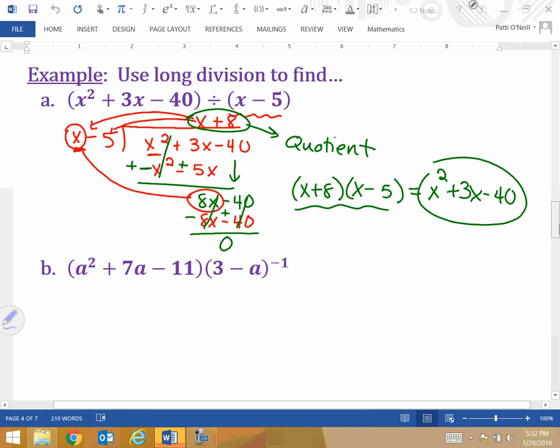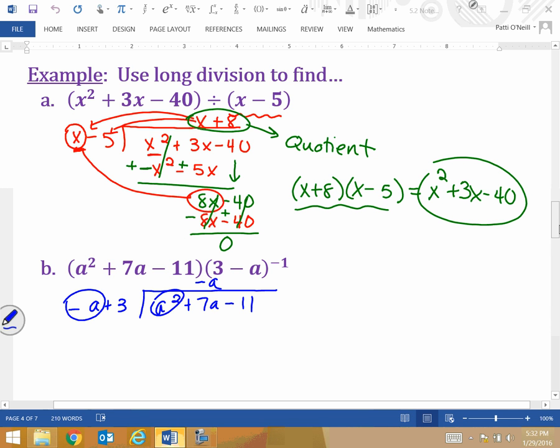Now the second one is one of these multiplication problems that we can switch to division. So I'm going to do this. I'm going to make my divisor negative a plus 3. I'm going to switch it around so that the highest power is first, and that's the way things should be written, is dividing into a squared plus 7a minus 11. So negative a has to multiply by what to get a squared?